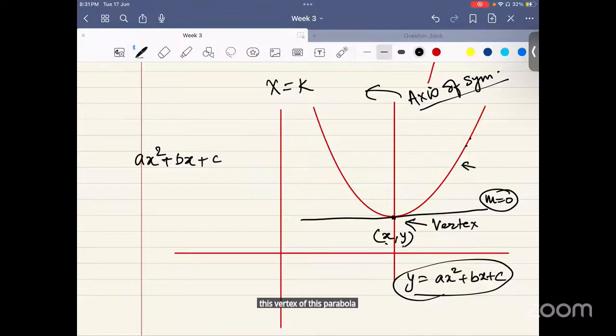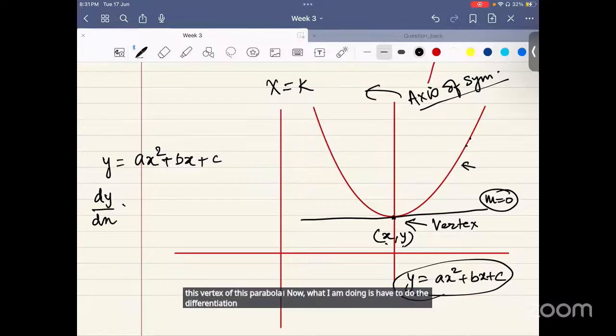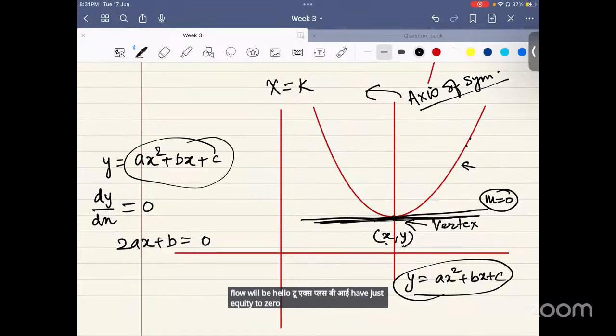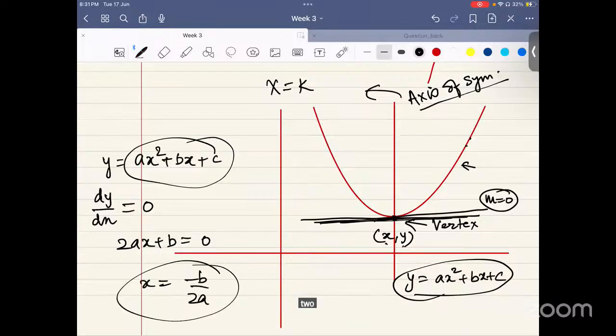Now what I'm doing is, I'll have to do the differentiation dy by dx and equate it to 0, because I know that at this point, if I'm getting a straight line, that will be parallel to the x-axis, the slope will be basically 0. So now 2ax plus b, I have just equated to 0. Correct? And now x equals to what? Minus b by 2a.